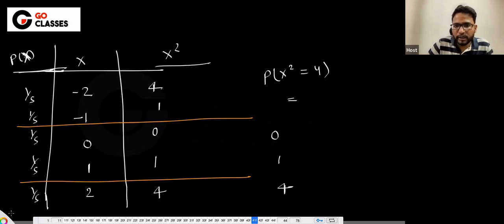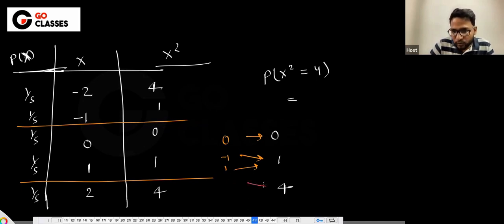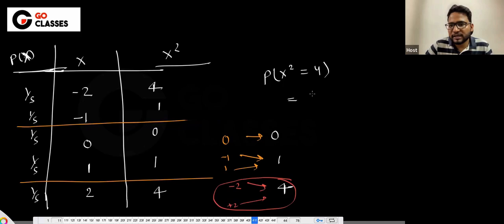1, 4. This 0 will be coming when x is 0. This 1 will be coming when x is -1 and x is +1. Similarly, this 4 will be coming when x is -2 and x is +2. So basically these are the two values that are contributing to 4, and each is having 1 by 5. That's why the probability is 1 by 5.